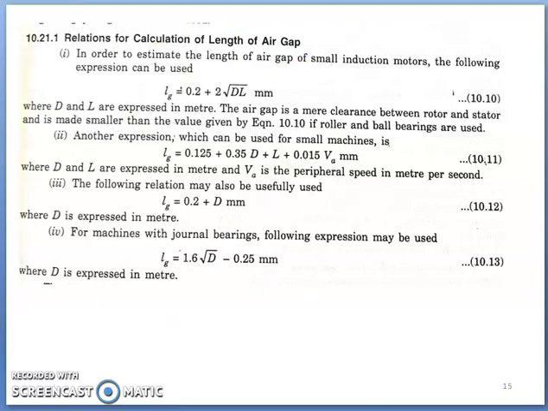So here this equation shows some relations for calculation of length of air gap. In order to estimate length of air gap of small induction motor, this equation is used: Lg equal to 0.2 plus 2 into square root of DL mm. Here D and L must be expressed in meter. This is for some bearings like roller and ball bearing. When journal bearings are used, the equation used for calculating length of air gap is different. This is also one of the expressions which can be used for small machines. So using these equations, length of air gap can be calculated after calculating main dimensions of machine.